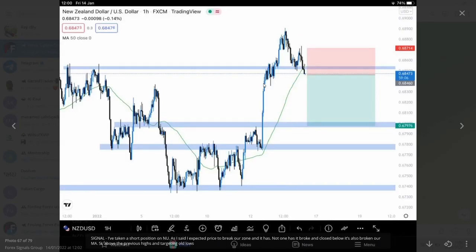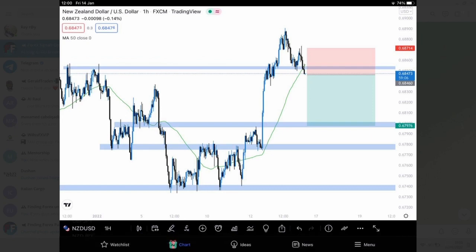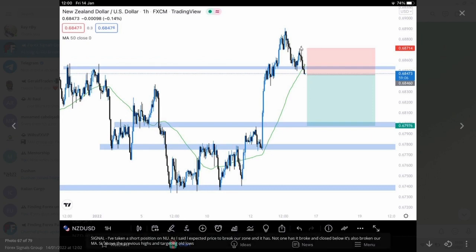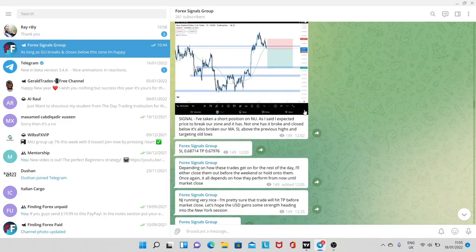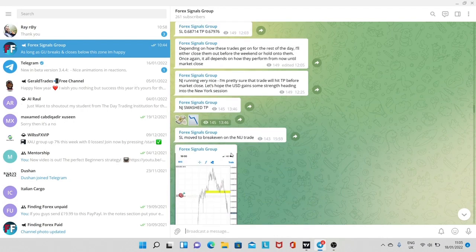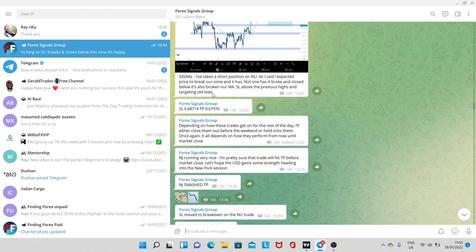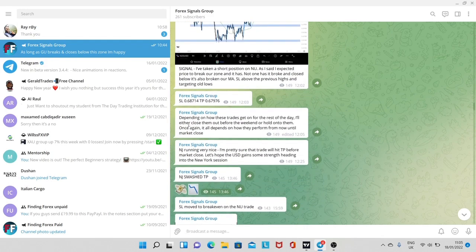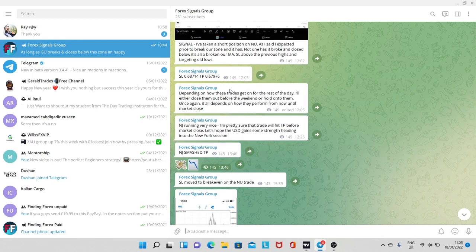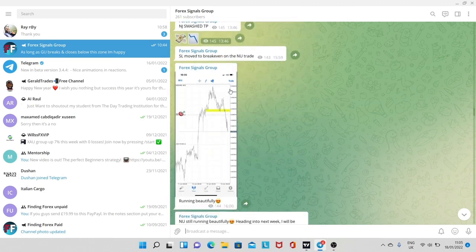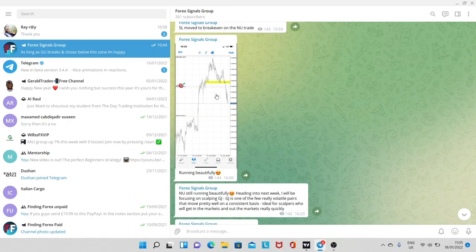Once again, I'm telling you why I'm taking the trade, where I'm putting my stop loss over here. I put my stop loss above these highs because, once again, if it broke these highs, it's a break of structure and potentially the trend could be over. But we did have a break of the moving average, a break of the structure, and most importantly, a close below, which is why I decided to take that trade. Stop loss, take profit, and then I also had a signal for NZD JPY, which I can't seem to find, but NJ was running really nicely.